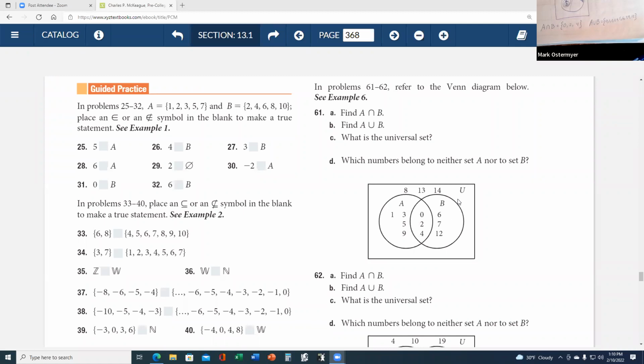So the universal set would be the set consisting of 0, 1, 2, 3, 4, 5, 6, 7, 9, 12, 8, 13, and 14. Do you agree?